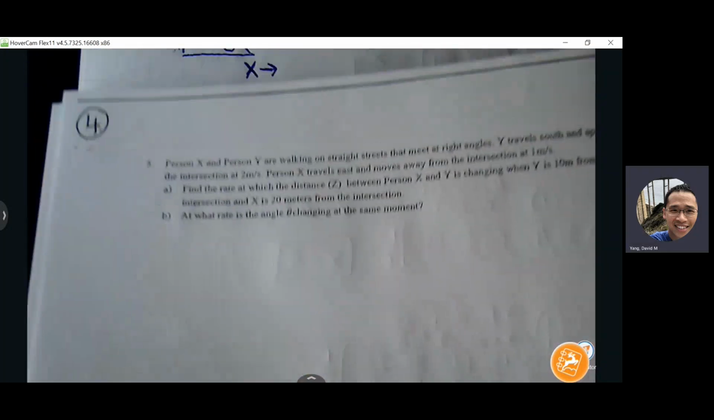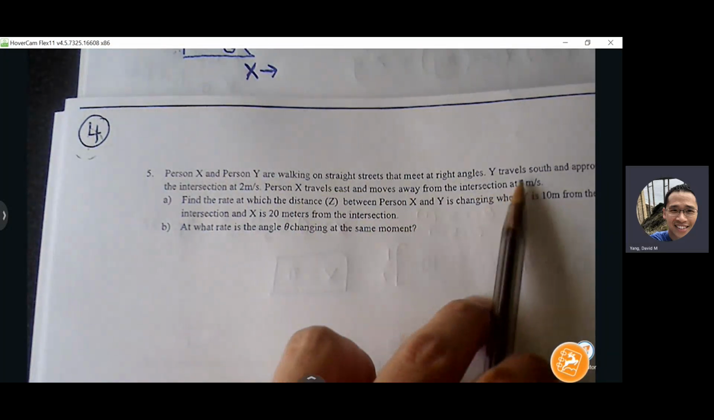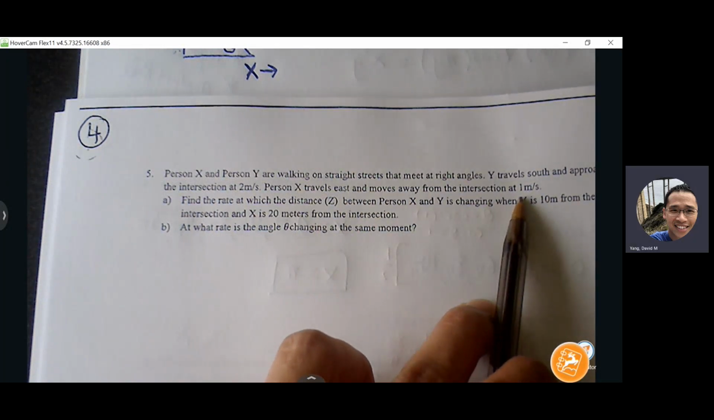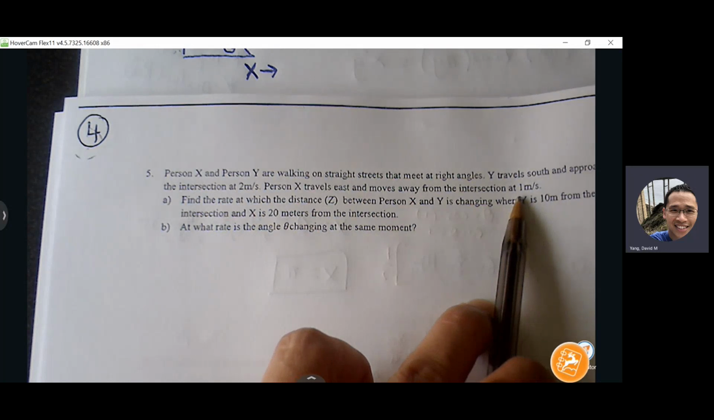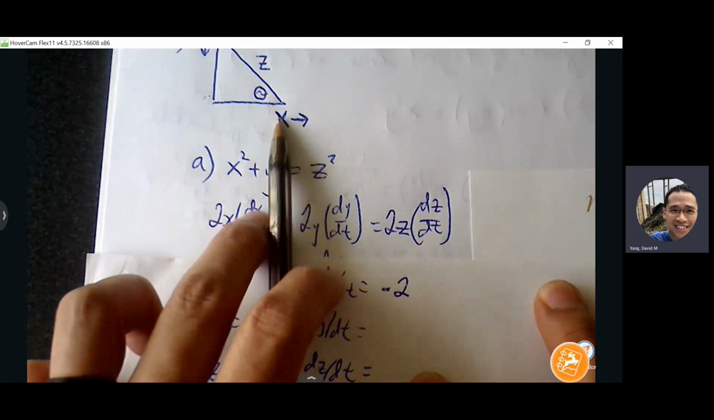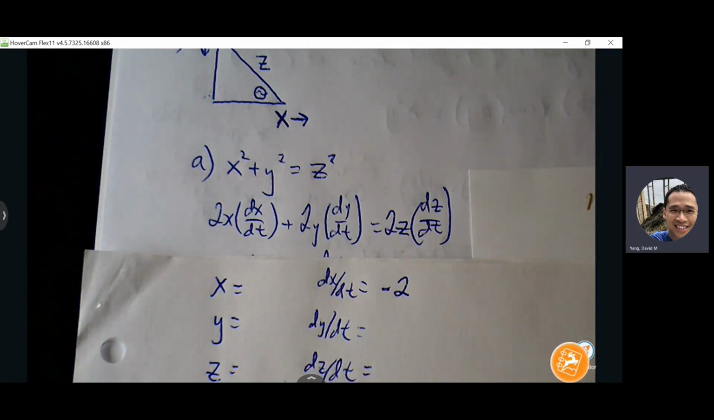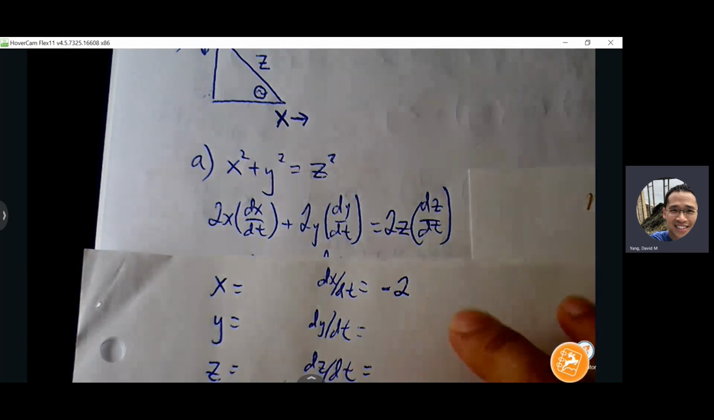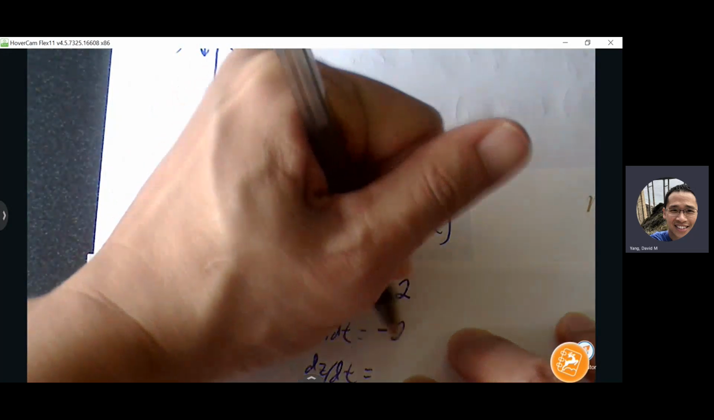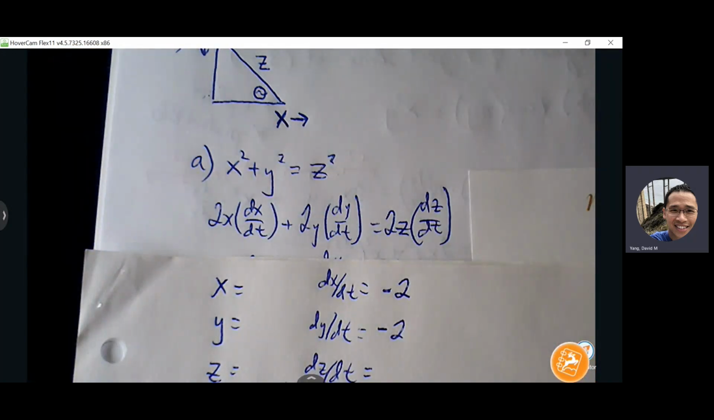Okay. Person X travels east, moves away from the intersection at 1 meter per second. What's that one going to go for? dx/dt, positive or negative? Positive because length is increasing, right? Not because it's moving right. Left and right has no bearing. It's the fact that that length of the triangle is increasing. So negative 2 is for dy/dt. dx/dt is positive 1.